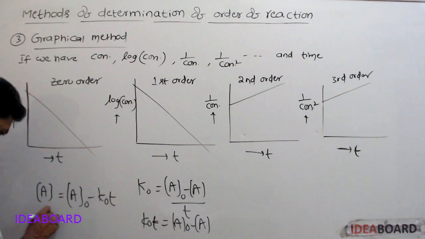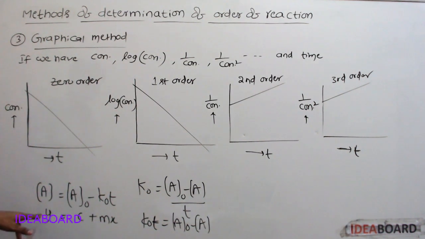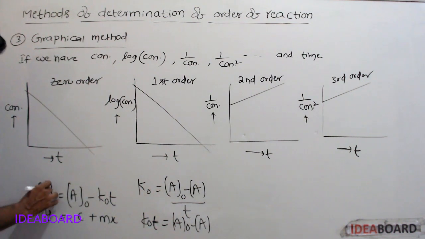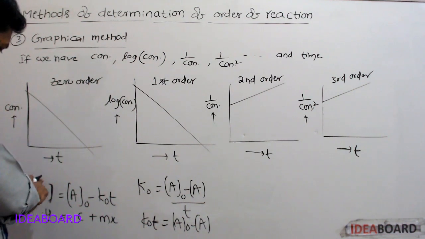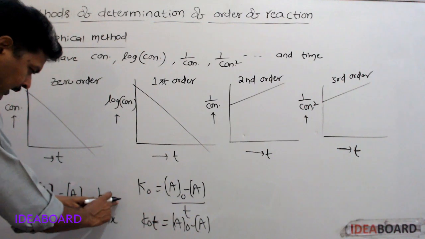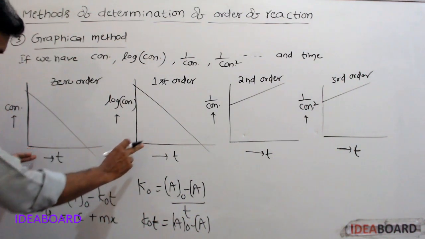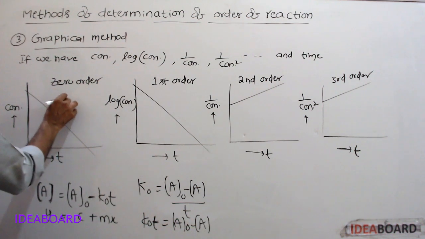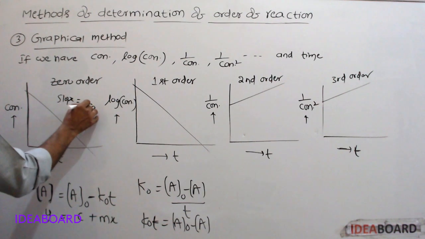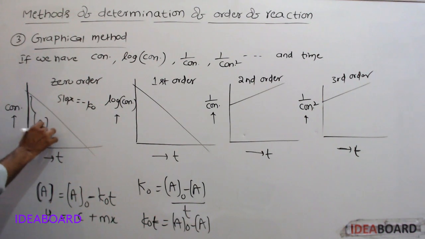This equation is similar to Y is equal to mx plus C. When a graph is plotted between A concentration, here A is the reactant, and time, with A concentration on the y axis and time on the x axis, here slope is negative. Slope is minus K naught. The Y intercept is A naught.